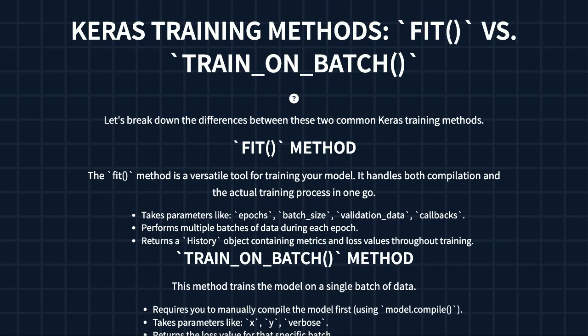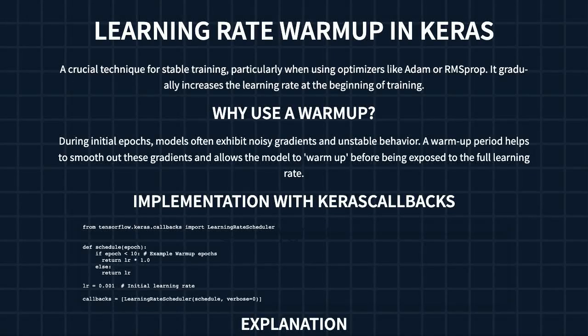Now, train on batch is more focused. It's designed to train just one batch at a time. You need to compile the model separately before using this method. The key takeaway is that fit handles everything in a single call, while train on batch requires you to manage the compilation steps yourself.